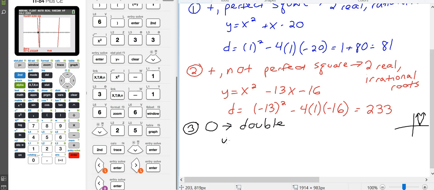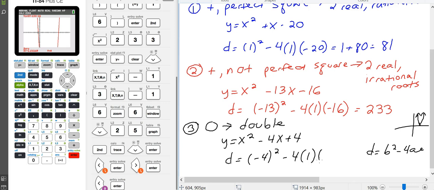Let's say we have y is equal to x squared minus 4x plus 4. And let's solve for the discriminant. The discriminant is, let's just rewrite what a discriminant is, b squared minus 4ac. So b in this case is negative 4. Negative 4 squared minus 4 times a, in this case 1, times c, which is 4.